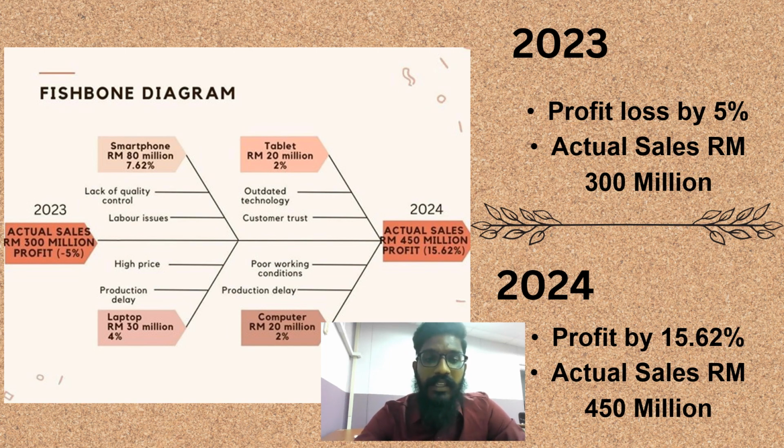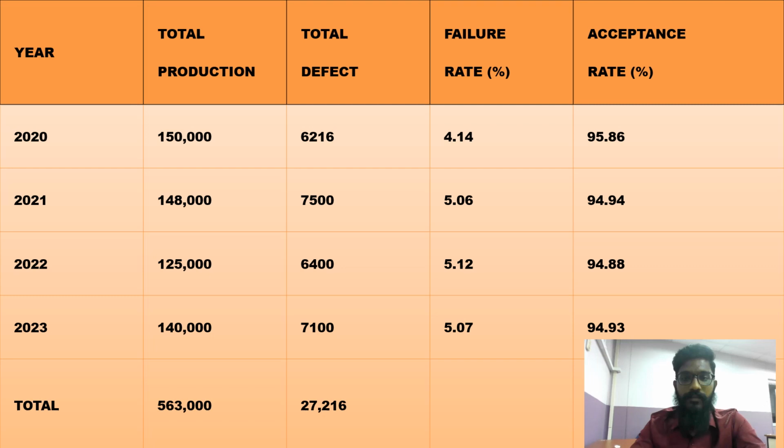Through our team, the company targets a rise of 15.62% of profit, where the actual sales will shoot up to 450 million by the year 2024. The cause of this company's loss is analyzed in depth to know more about the sales and other issues.